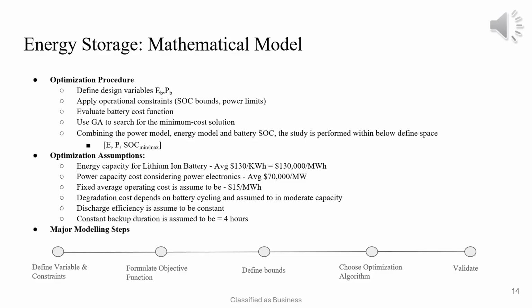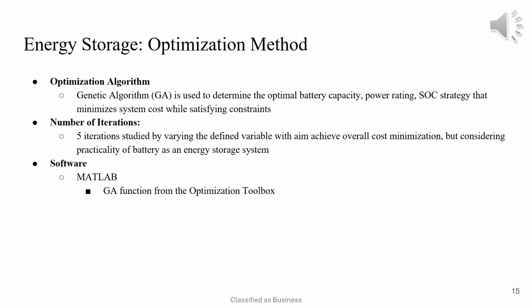The optimization assumes lithium-ion battery costs, power electronics cost, constant discharge efficiency, and a fixed 4-hour backup duration. The modeling process follows these steps: formulate the objective function, run the optimization, and validate the results. For the optimization method, we used a genetic algorithm in MATLAB to find the optimal battery design.